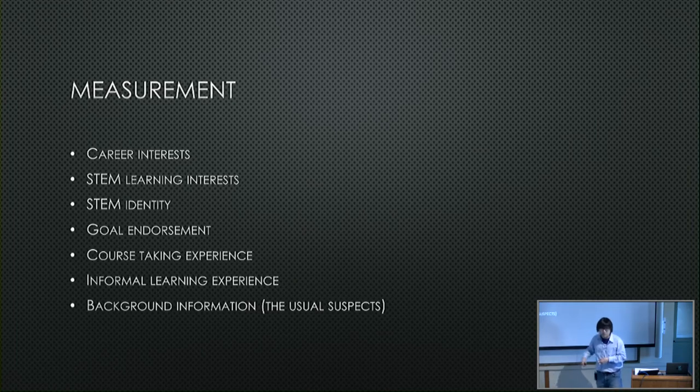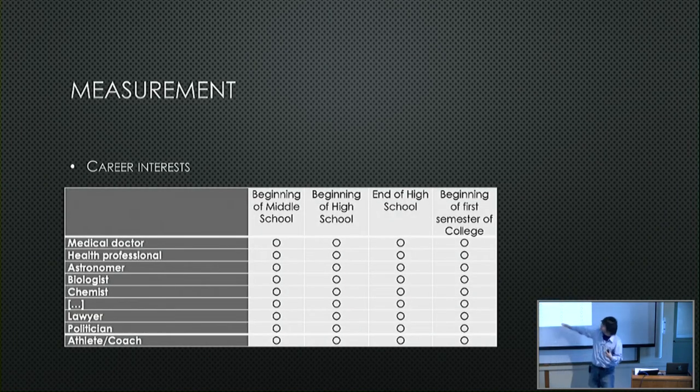So I'm going to go through some of the variables that many of us are using. First, career interest. By simply answering a long list, I skipped a lot, there's about 20-ish of them, the career interests they were interested in pursuing from beginning of middle school, beginning of high school, end of high school, to the first semester of college, right? And then different presenters will have different ways to categorize them. Some dichotomize them, some put them into three, four categories, right?